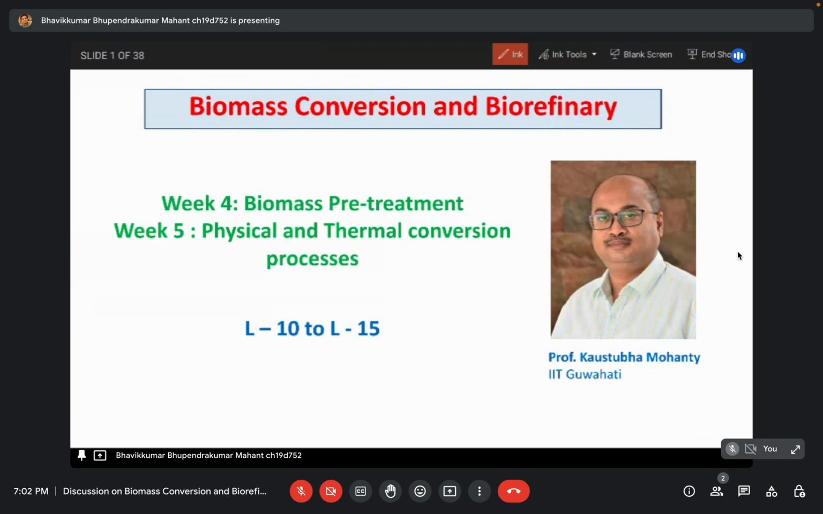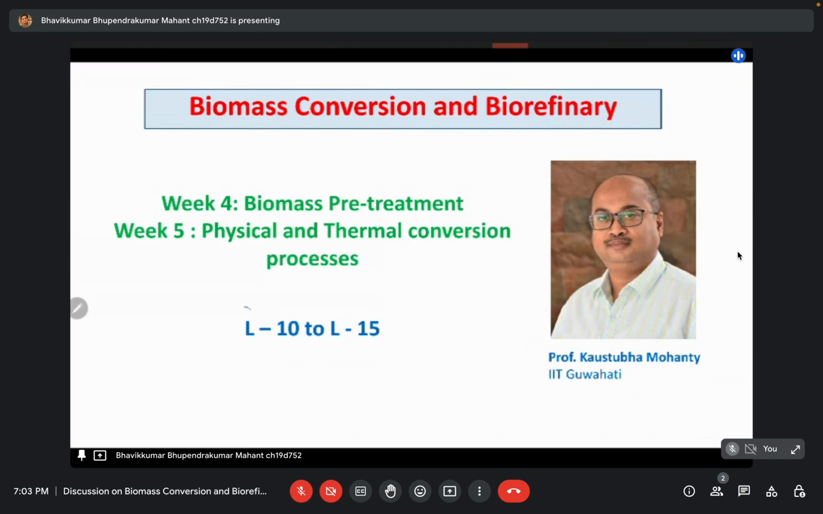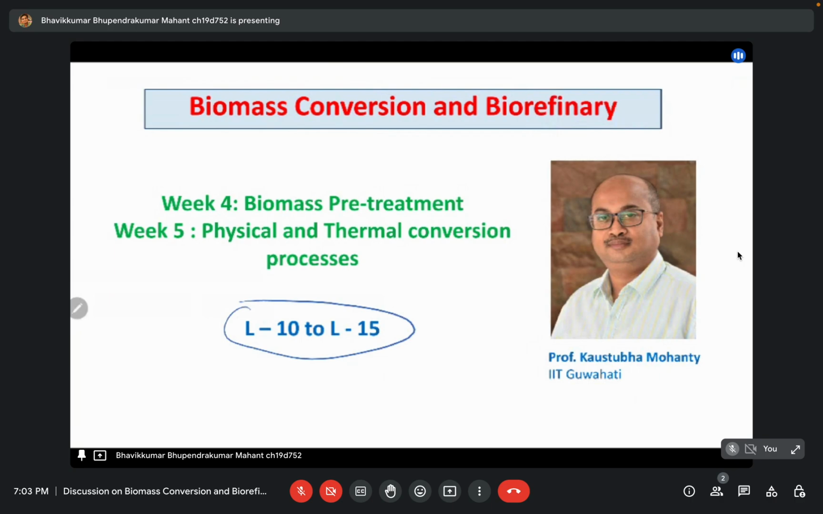So week 4 is all about biomass pre-treatment, where in the last lecture we went through the basics of biomass pre-treatment and some assignment solving, and we covered many topics in it. And the week 5 content is physical and thermal conversion processes. Today we will go through some details about it. If you talk about the professor's notes, then you have to refer to the notes from lecture number 10 to lecture number 15: lectures 10, 11, 12 are for week 4, and 13, 14, 15 are for week 5.